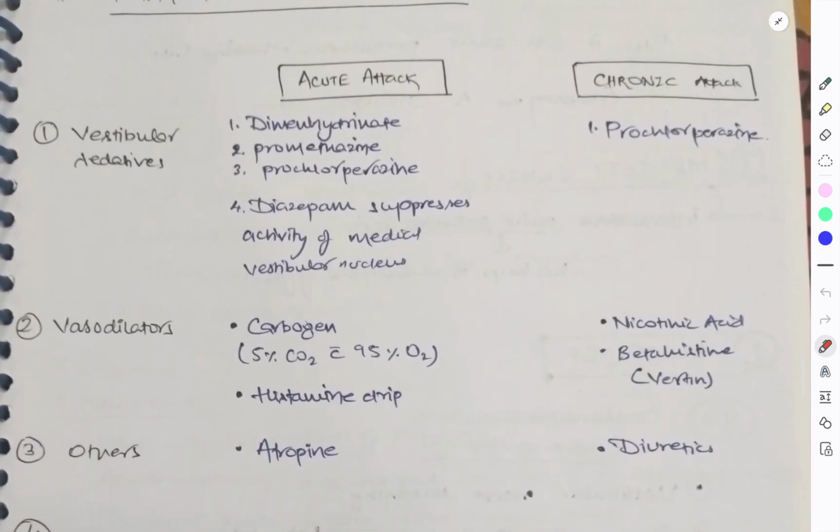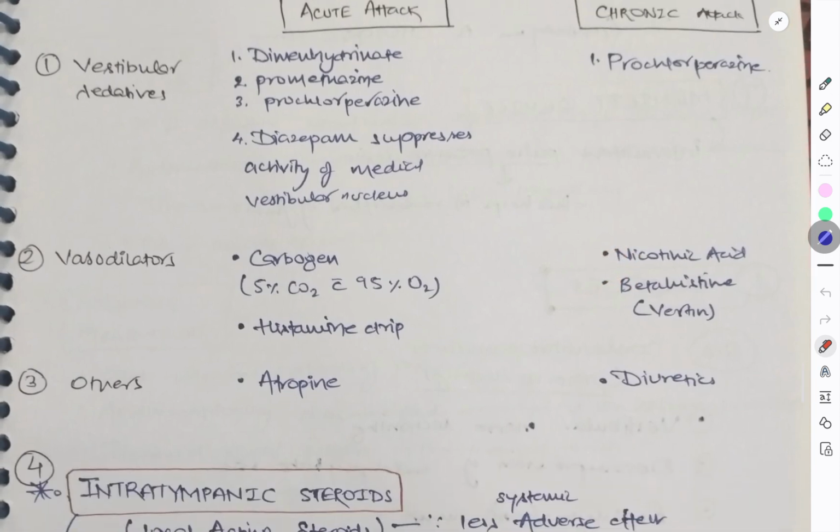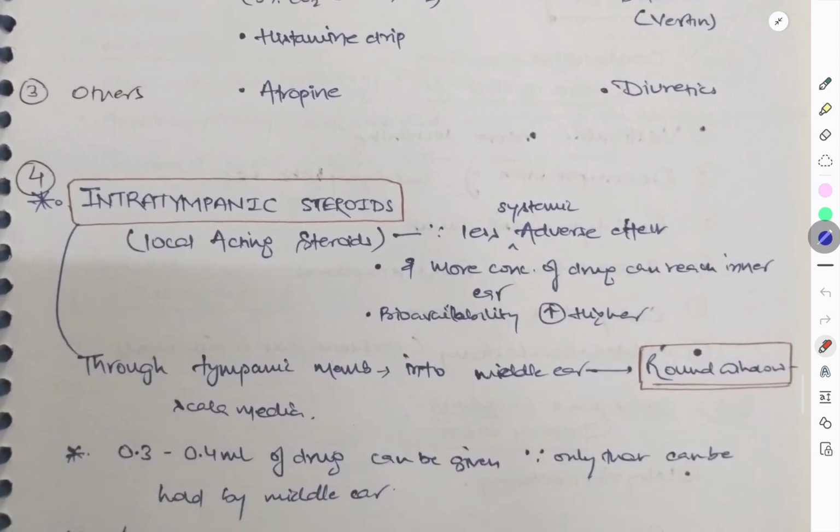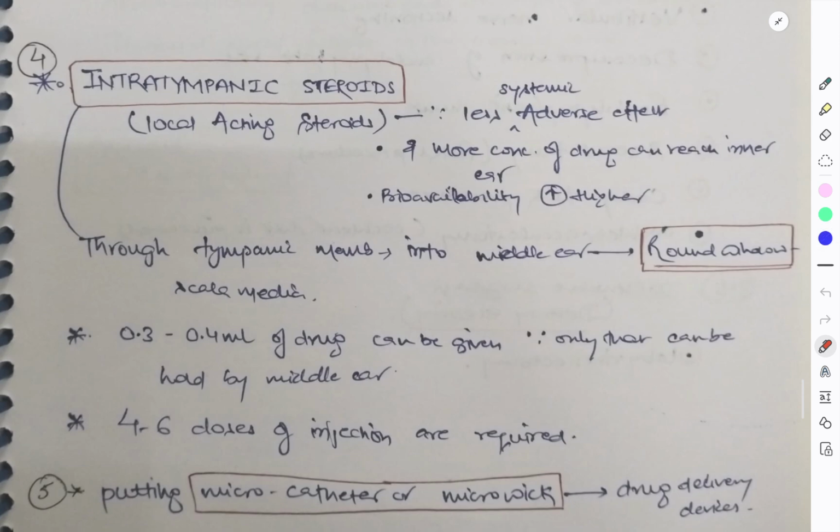Coming to pharmacological treatment, we can give vestibular sedatives and vasodilators. Vestibular sedatives we can give are dimenhydrinate, promethazine, and in chronic attack we can give prochlorperazine. Vasodilators that are usually used are carbogen and histamine drip, and in chronic cases we can give betahistine or nicotinic acid. In acute attack we can give atropine also, but in chronic attack we can give diuretics to reduce the pressure. Then we can go for intratympanic steroids.